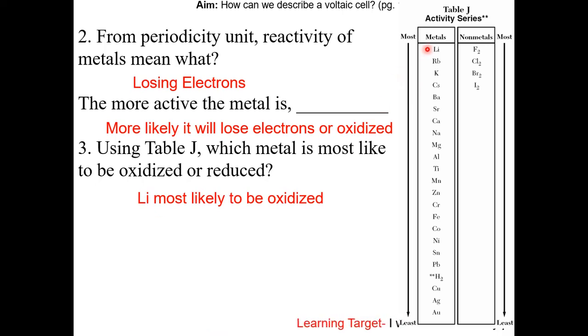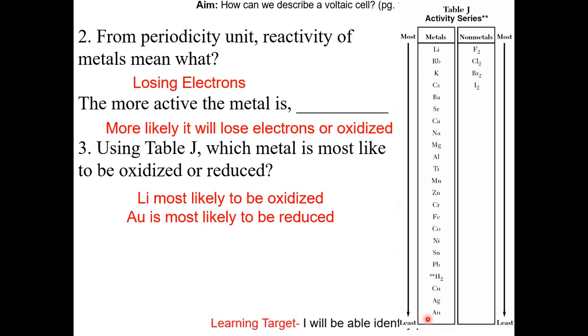Lithium is the most active on table J, therefore is more likely to be oxidized. Gold is the least active on table J, therefore is more likely to be reduced.